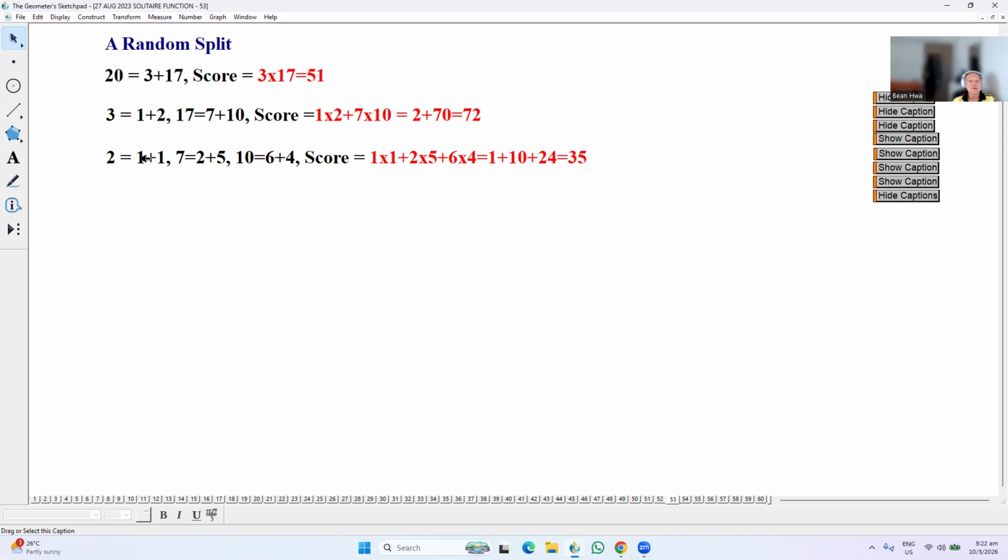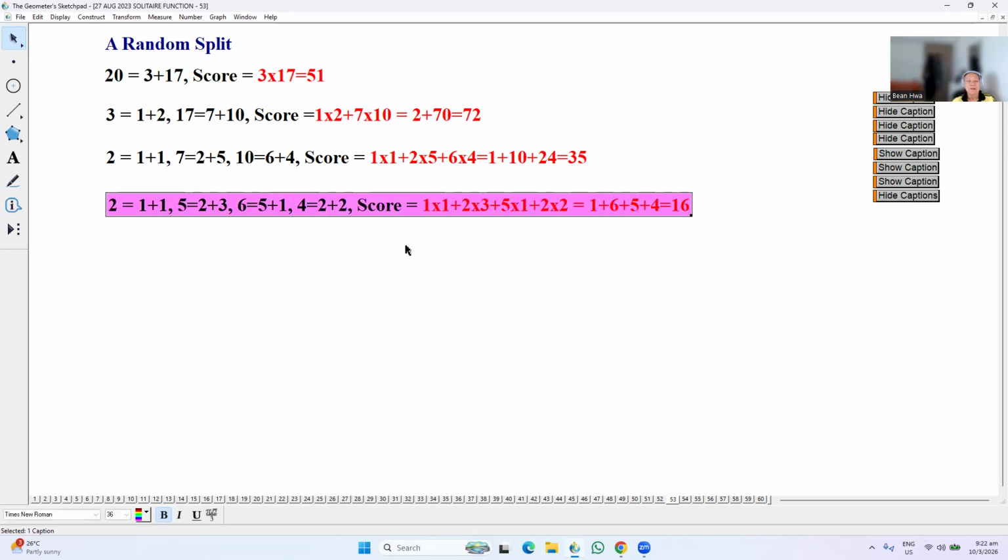Then we split 2 into 1 plus 1, 7 is 2 plus 5, 10 is 6 plus 4. And calculate the score, we get 1 plus 10 plus 24, which is 35. And 2 is 1 plus 1, 5 is 2 plus 3, 6 is 5 plus 1, 4 is 2 plus 2. Remember, this is randomly chosen. Then we have 1 plus 6 plus 5 plus 4 is 16.